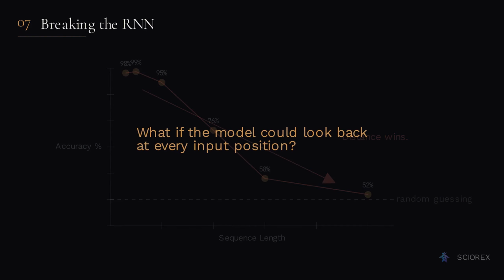The question that changed the field: what if the model did not have to compress everything into one vector? What if, at each output step, it could look back at every input position and decide what was relevant right now? That is attention. Episode 8.